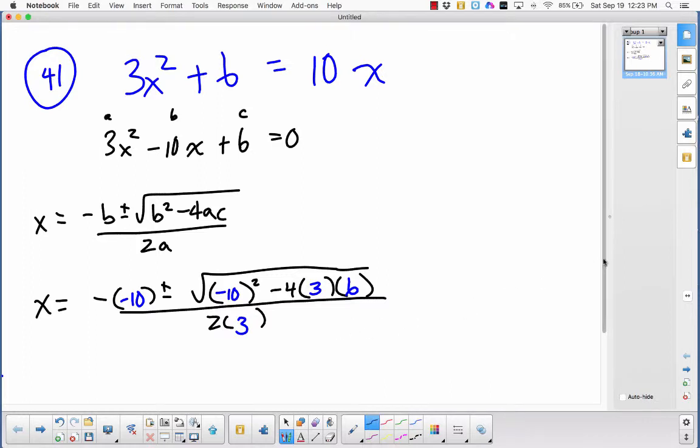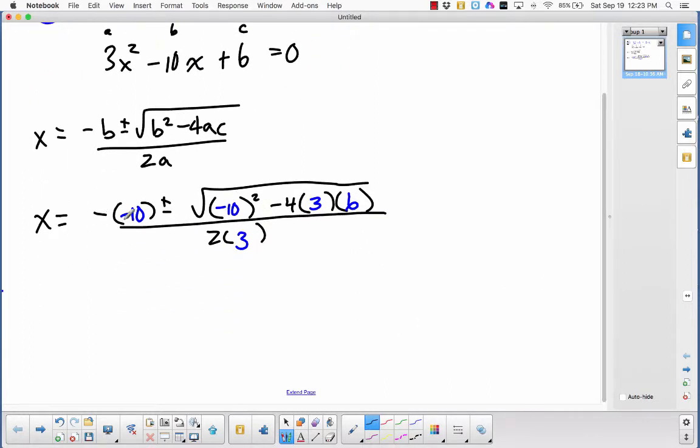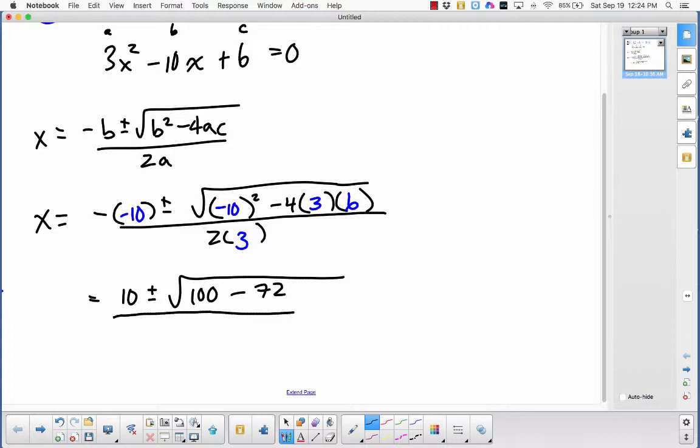Okay, so now let's simplify it a little bit. Negative and negative 10 would be a positive 10, plus or minus. Negative 10 squared would be 100. 4 times 3 is 12, times 6 is 72, I think. Is that right? Yep. So this would be minus 72. Careful with that one. Sometimes there's a minus in here that makes this positive. In this case, there isn't one, but that's something to be careful of. Over 2 times 3 is 6.